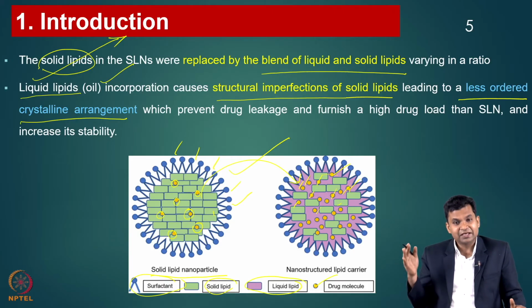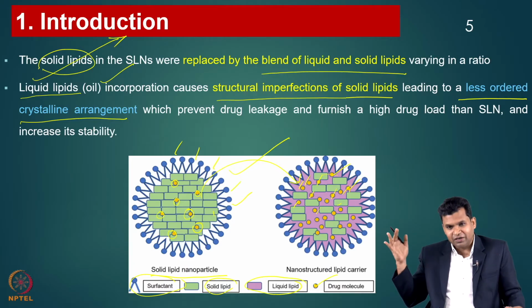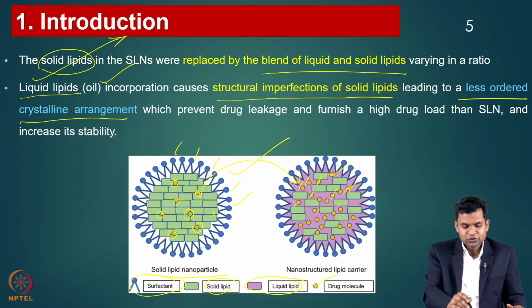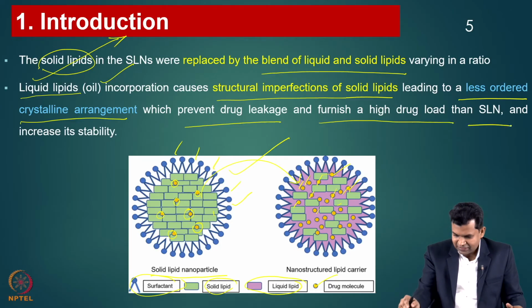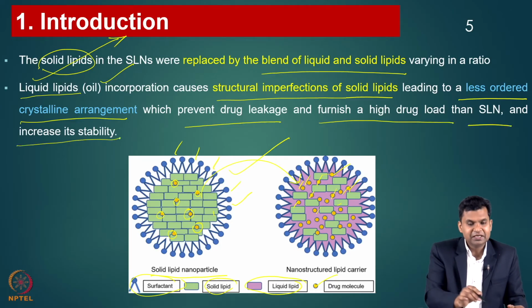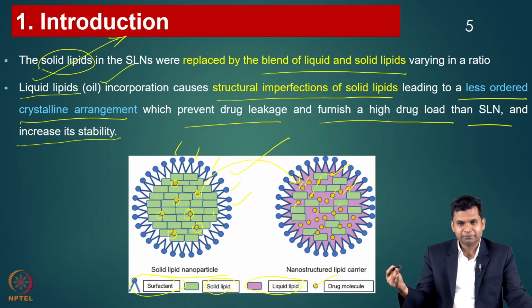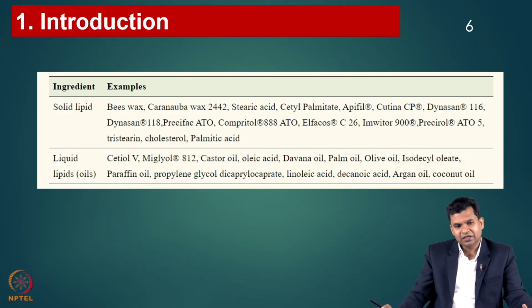At the end, NLCs also, after finishing the dosage form, come in a solid nature, right? So which will prevent the leakage and furnish higher drug loading than SLN. Not only that, it increases stability. So when you use a combination of the liquid lipids and the solid lipids, you will see high loading in the carriers. So that is one of the greatest advantages of the nanostructured lipid carriers compared with the SLNs.